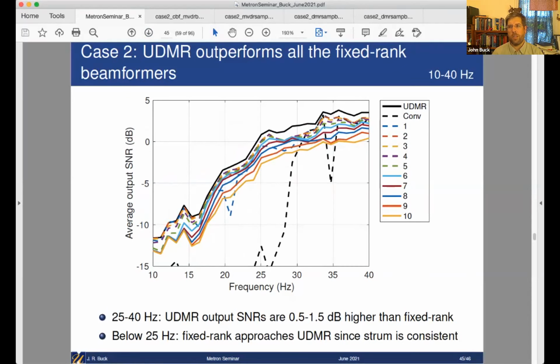So the universal is better than the best one, from half a dB to 1.5 dB higher, depending on the frequency for these time varying environments. So again, in messy real data that's not Gaussian, not consistent over time, the rank of the interferer is changing. There's a lot of promise here that the universal is doing quite well.